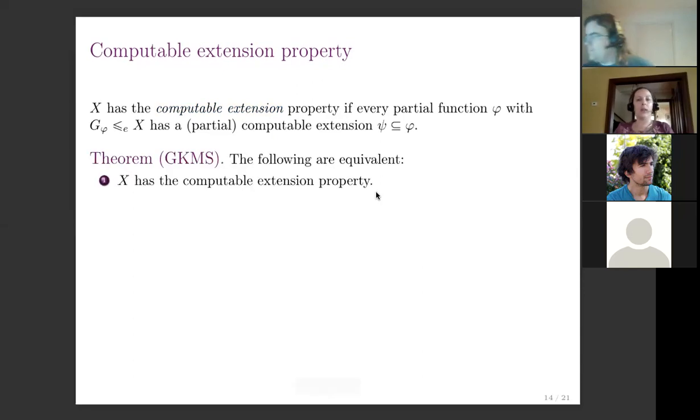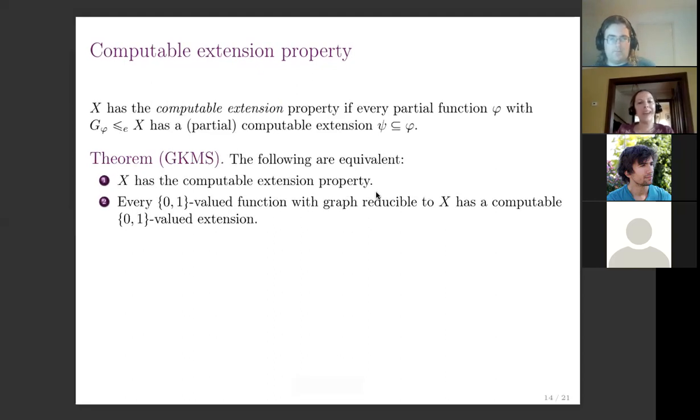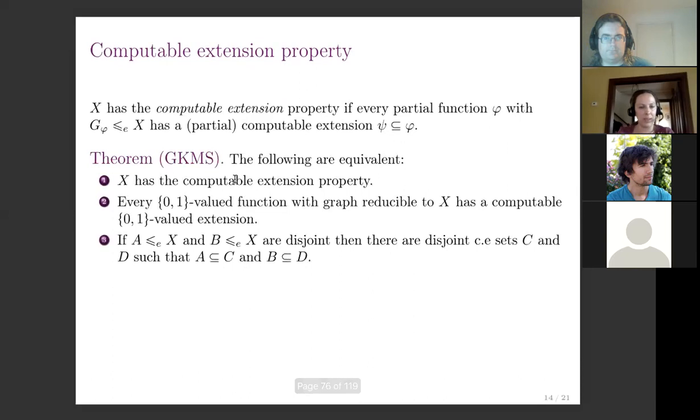Okay, so we show that the following are equivalent. X has the computable extension property if and only if X has the extension property with respect to 0,1 valued functions. And this is not new. This trick was already used by Pozorenko and Kalimulin in their work. So not too interesting, but technically useful. Now using 2, we can show that it is equivalent to the following property.